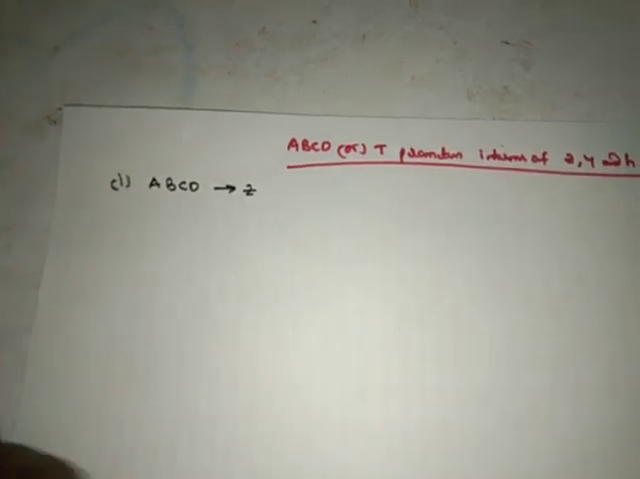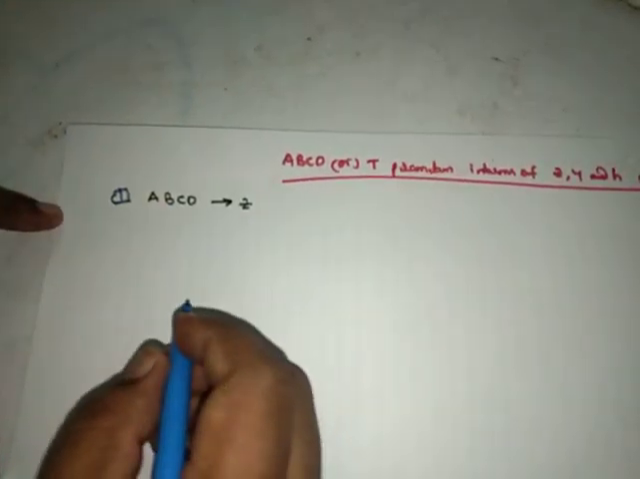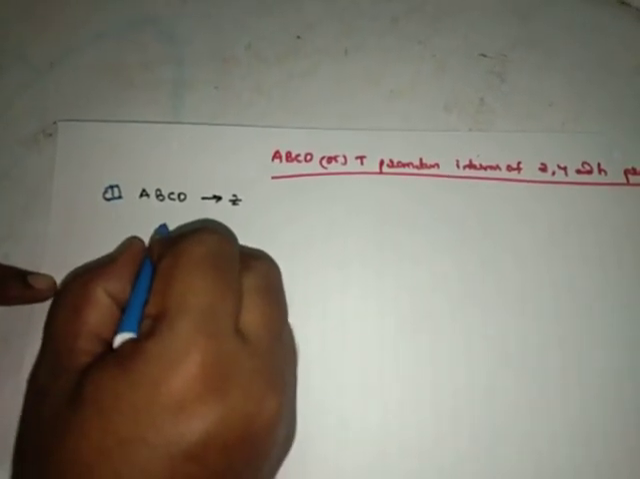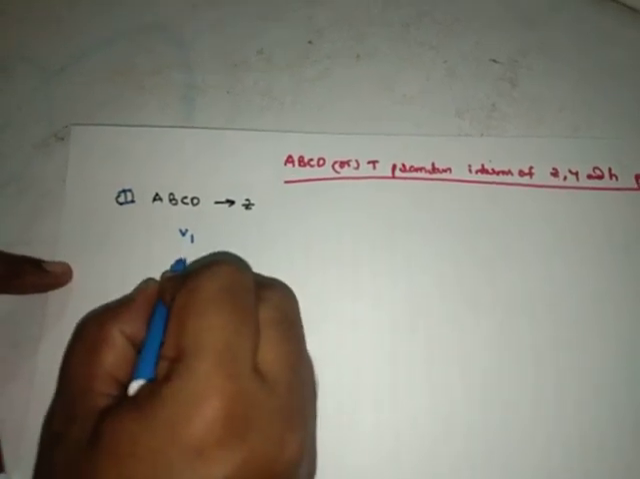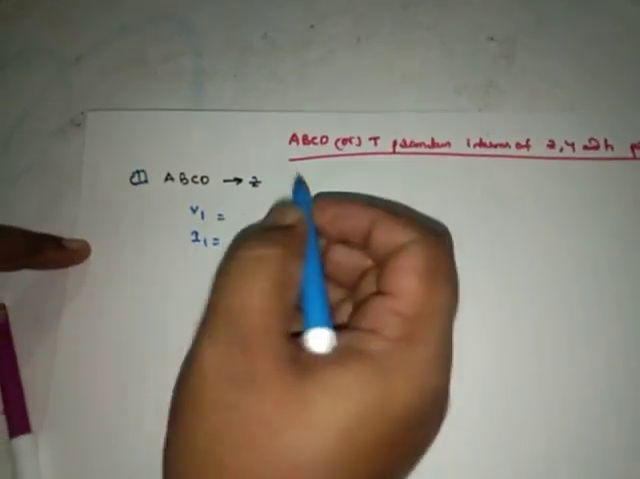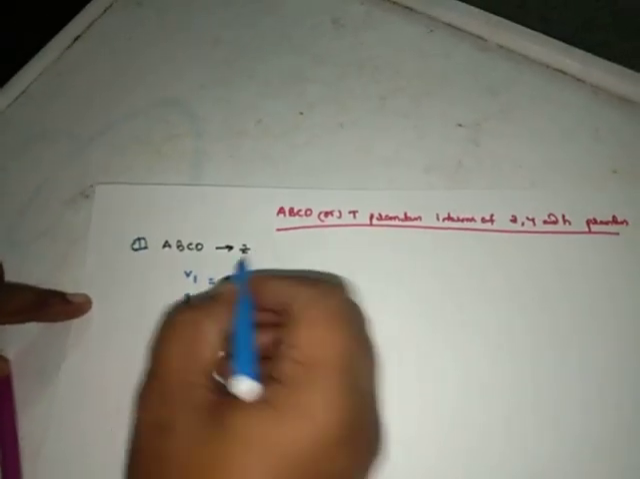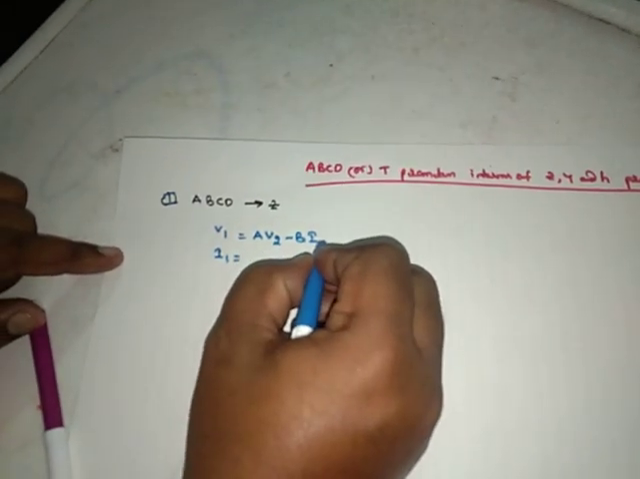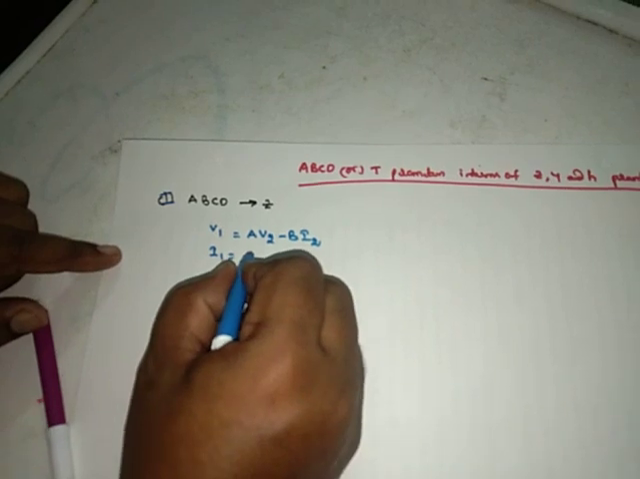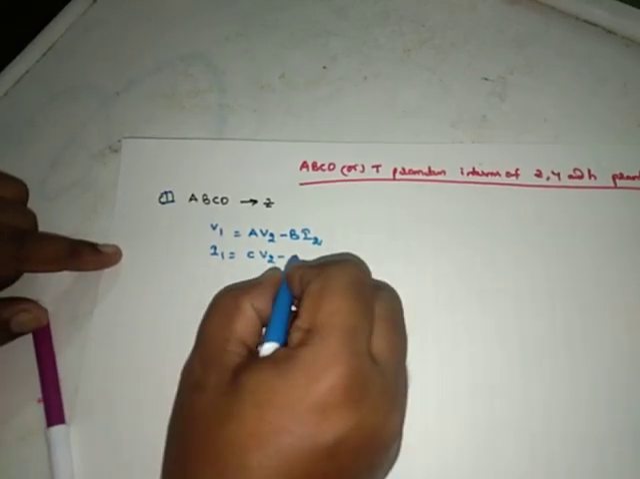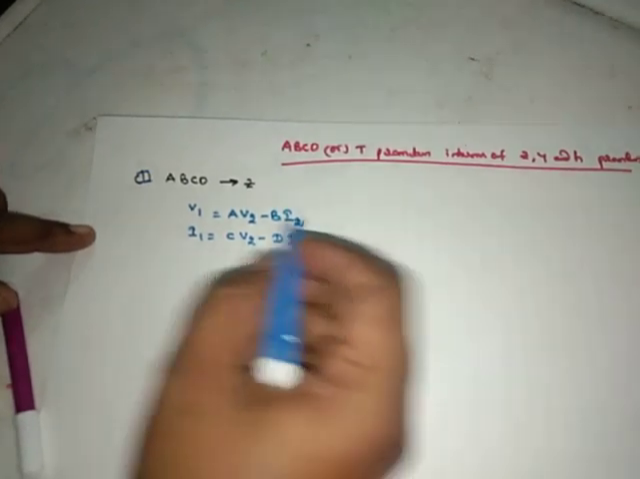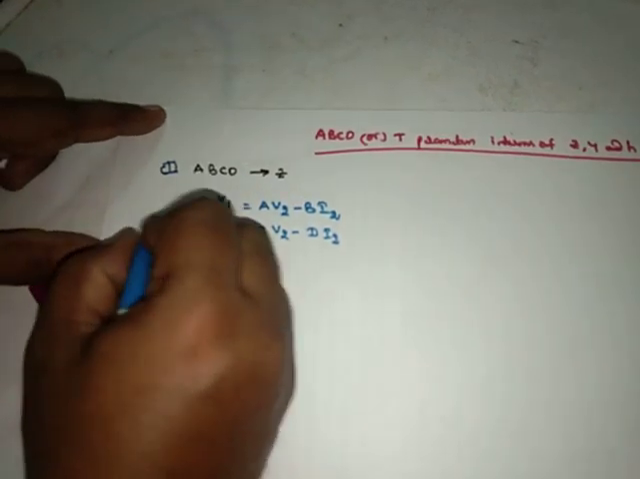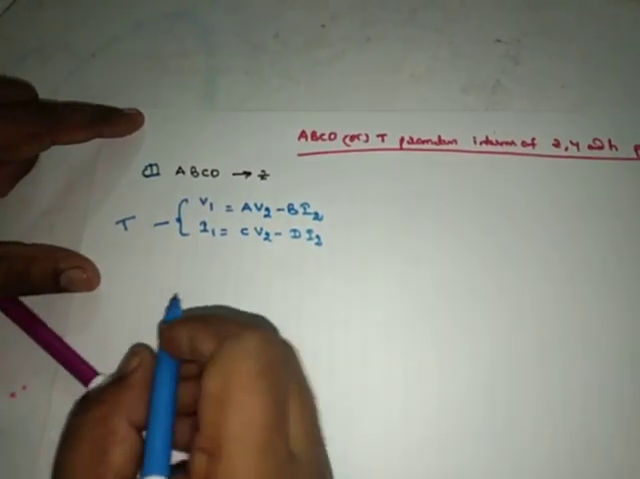Okay, the procedure is, first of all, write down the ABCD parameters basic equations. In ABCD parameters, the basic equations are: V1 is equal to A into V2 minus B into I2, and I1 is equal to C into V2 minus D into I2. So these two are the basic equations in T parameters.